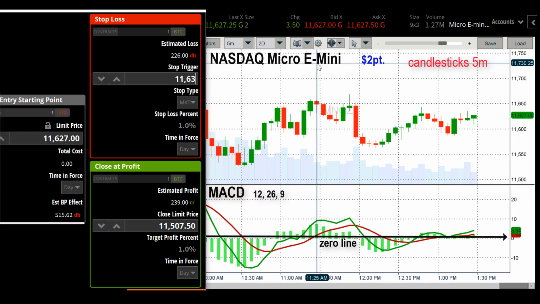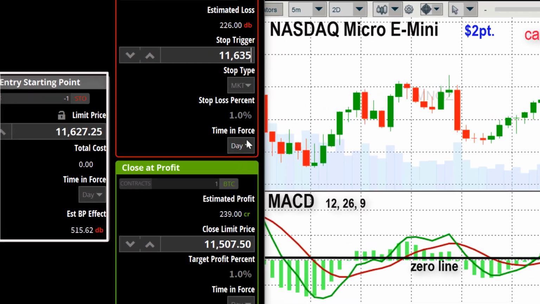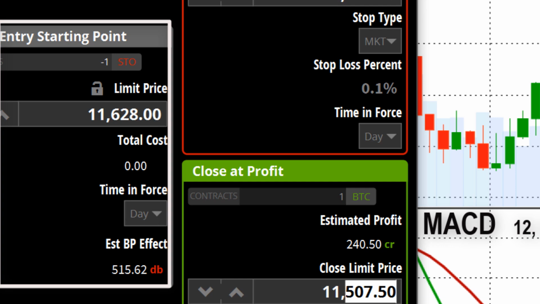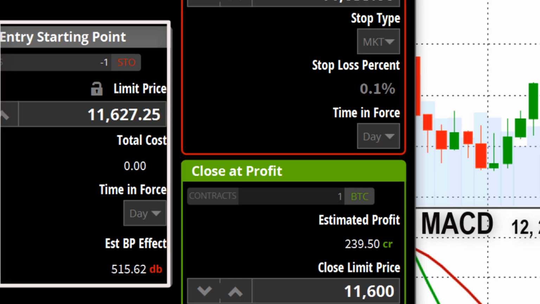And now comes the fun part. I'm going to zero in first on the entry starting point. You see live quotes at 11,625.5. The -1 up top there is the number of contracts, and the minus means you're going to short. And on the bottom is the estimated buying power effect, the amount of money it's going to affect your available account balance. The intraday margin requirement for this trade is about $515.